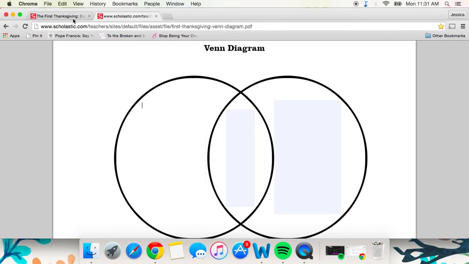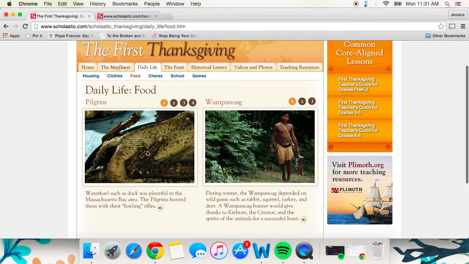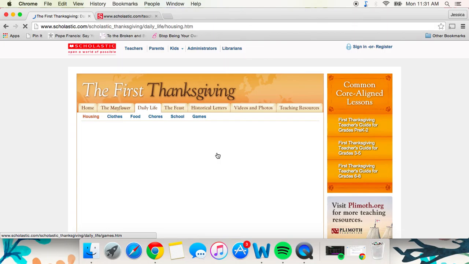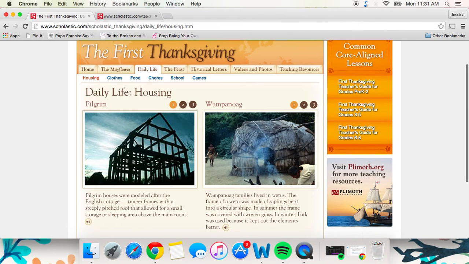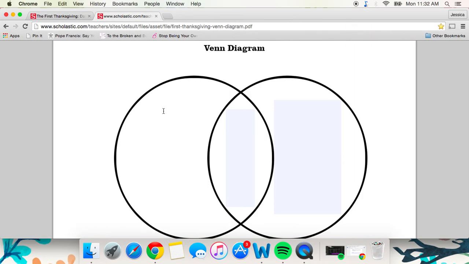So for example, let's go to the First Thanksgiving website. And I know Tony already showed you and explained how to explore this website. So say we went to housing, and upon reading about them, it says Pilgrim houses were modeled after the English cottage. So in our Venn diagram, we could write housing, and we know that the left side is Pilgrims, and we could write English cottage.